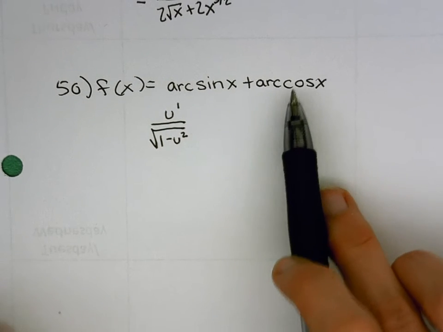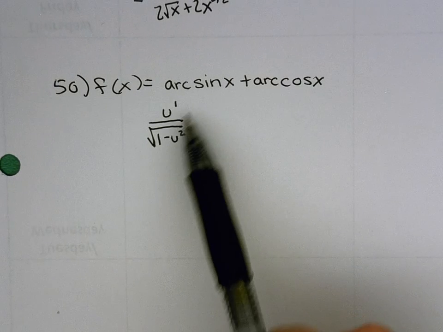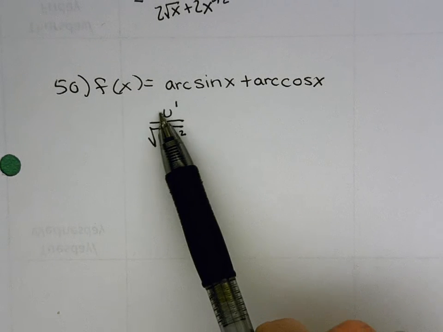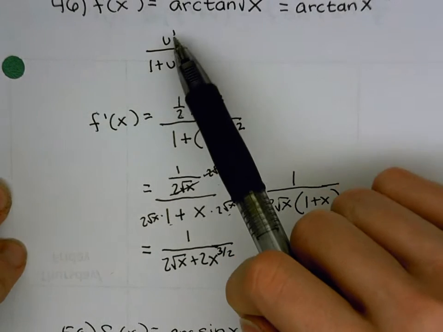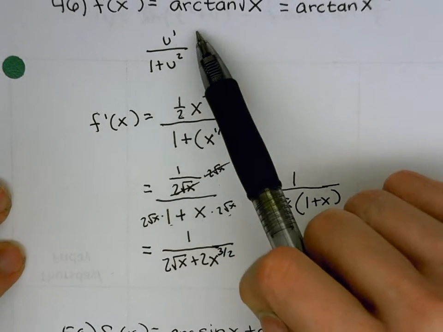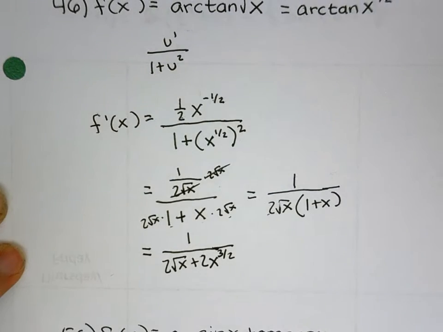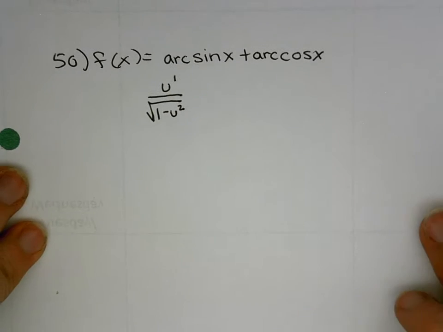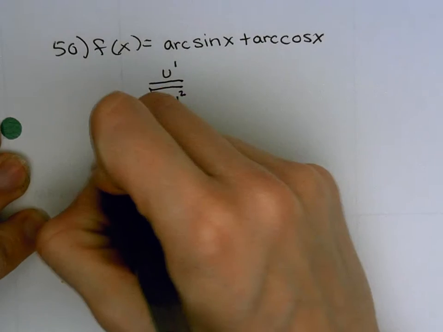Now, arccosine is interesting because it has the exact same rule as arcsine. Right? It's this same rule, but it's going to be negative u prime. Similarly, with this top one that we just did, if this had been arccotangent, it would have the same rule as arctangent, but with a negative u prime. Okay, so we have our function here, ready to go.